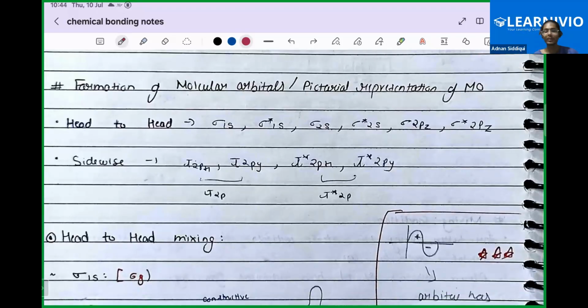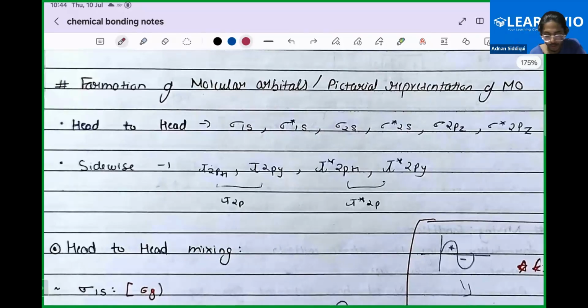We say a bond is a sigma bond when the overlapping is head-to-head. Which sigma bonds are you going to observe? It is going to be sigma 1s. What do we mean by sigma 1s? That means 1s orbitals of two different atoms are merging with each other, and the bond arising from it is sigma 1s.